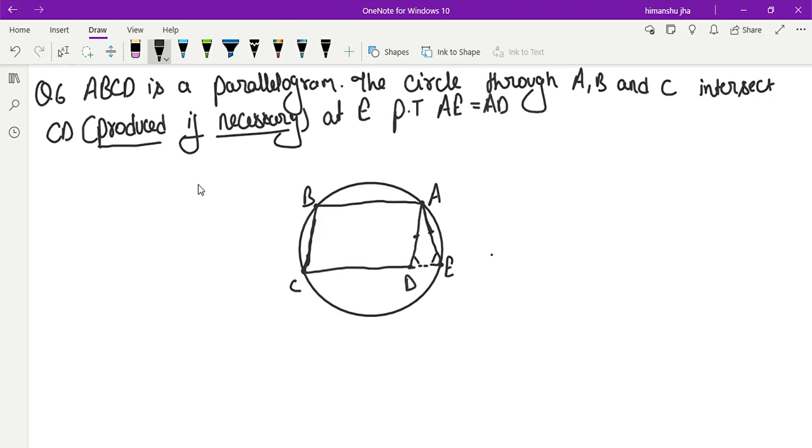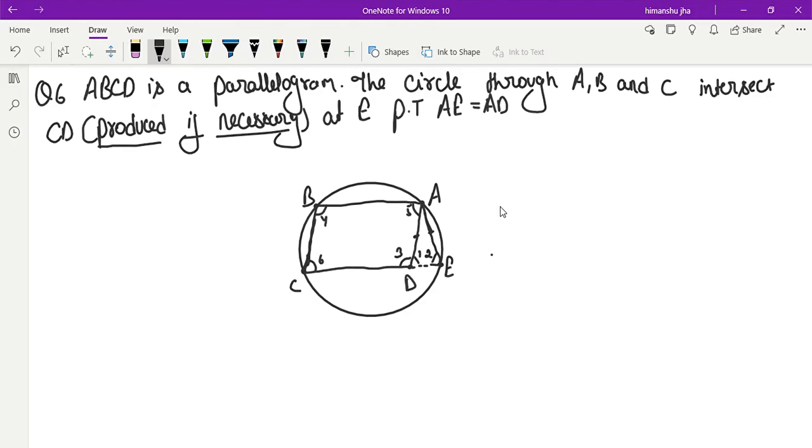Let's mark the angles. Let's say this is angle 1, let's say this is angle 2, let's say this part is angle 3, and here angle 4, angle 5, and angle 6.